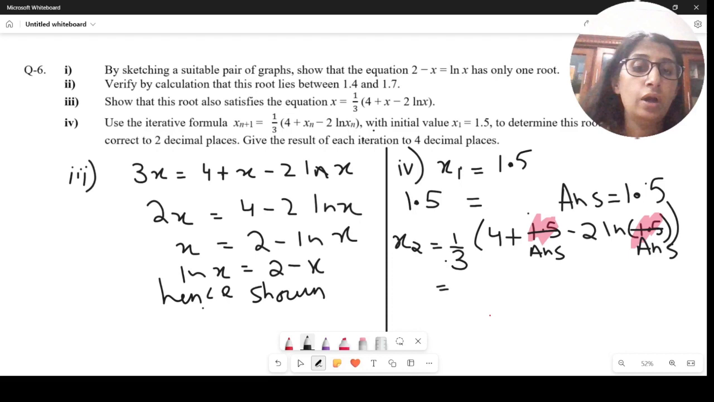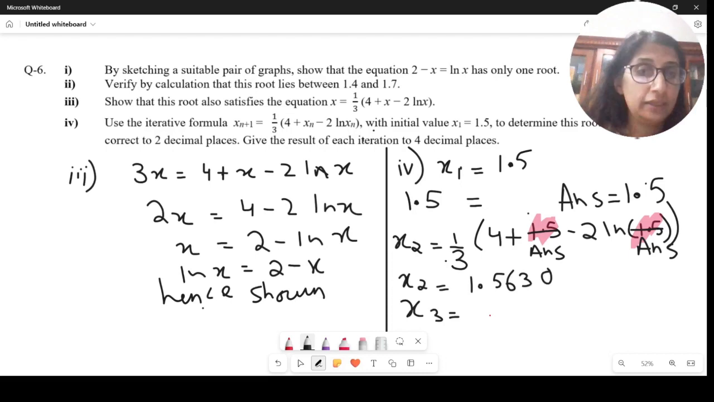This gives me 1.5630. They're saying give the result of each iteration to 4 decimal place. So 1.5630 is the first iteration, x2. For the next one, you don't have to show it completely, but now x2 answer में save हो गया. So just press equals to. All you have to do is press equals to and it will give you the result of the next iteration, 1.5566, equals to, that gives you the next iteration, 1.5572.